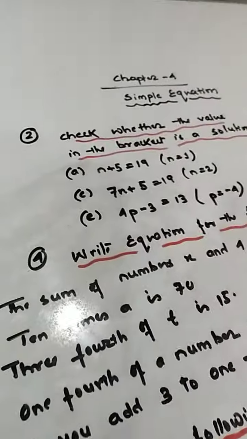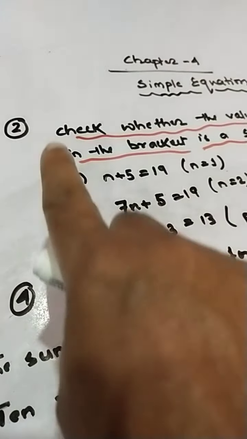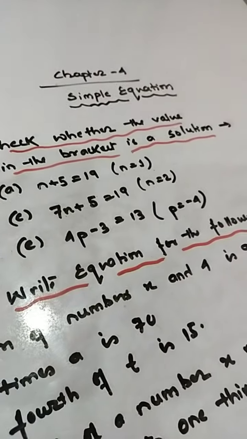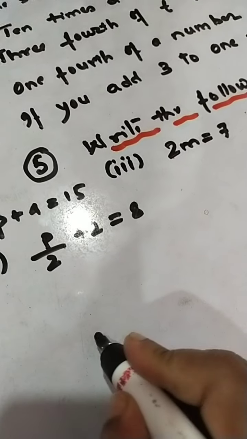So here I've written some sums of question number 2. What exactly we have to do for question number 2 is check whether the value in the bracket is a solution or not. So what does it mean? So let us solve and see.